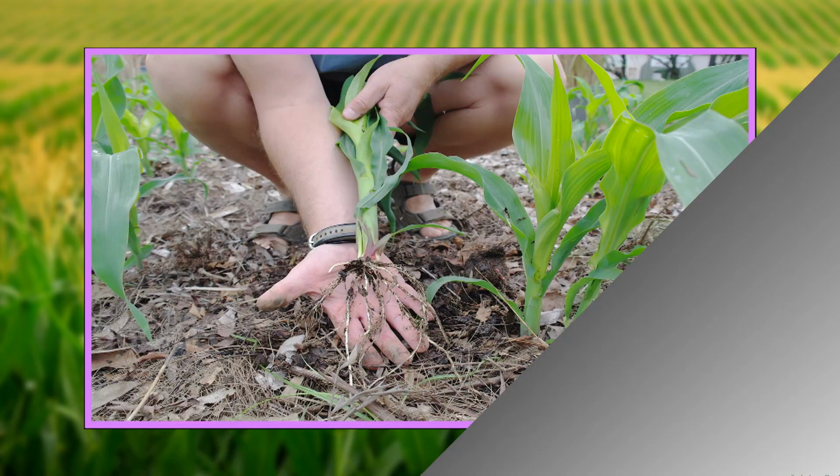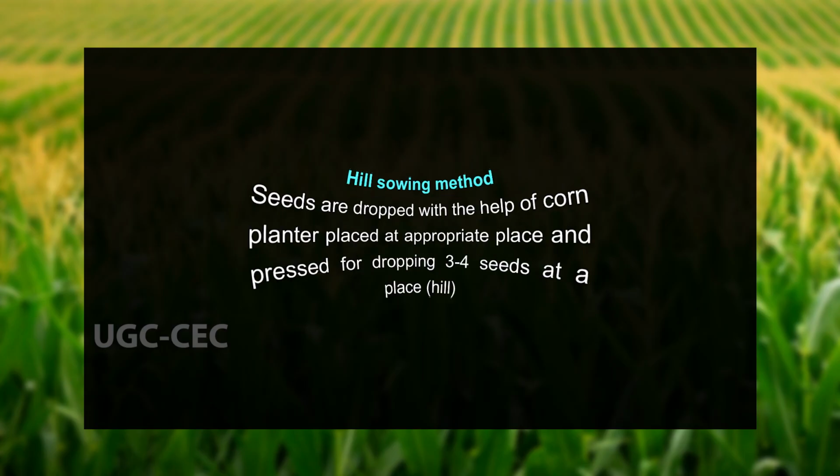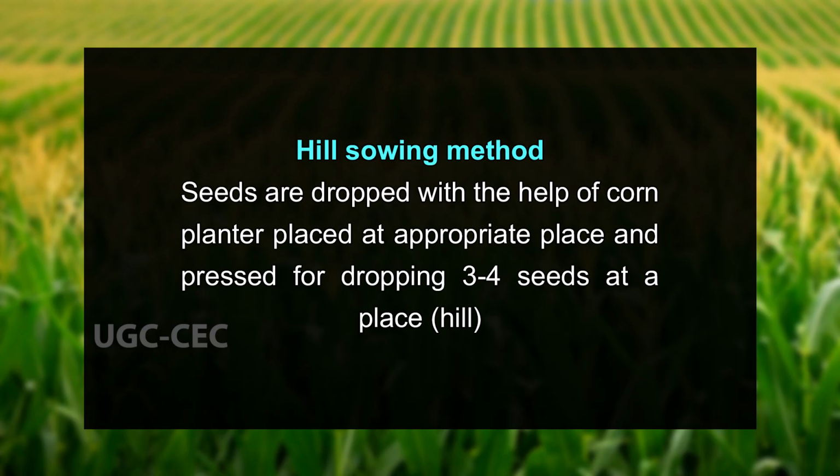Dropping the seeds in the furrows opened by plough followed by planking is also one of the common methods of sowing. After germination, the seedlings are thinned out to maintain optimum plant stand. Hill sowing is the other method adopted for sowing. In this method, the seeds are dropped with the help of corn planter placed at appropriate place and pressed for dropping 3 to 4 seeds at a place. It also needs relatively less seed.